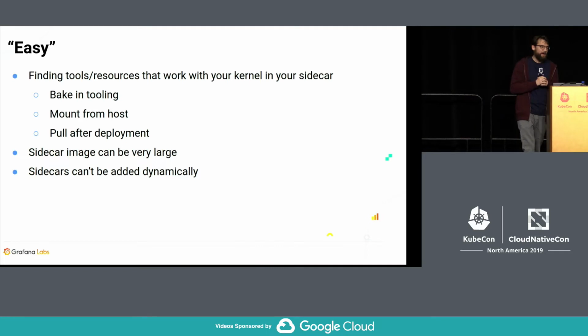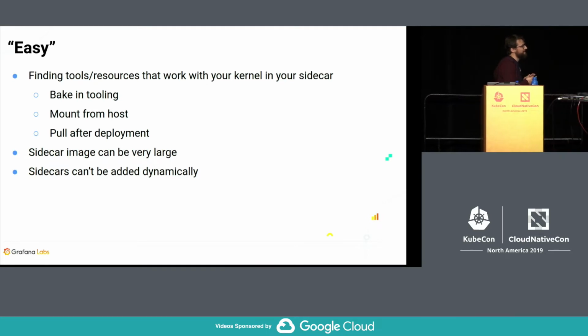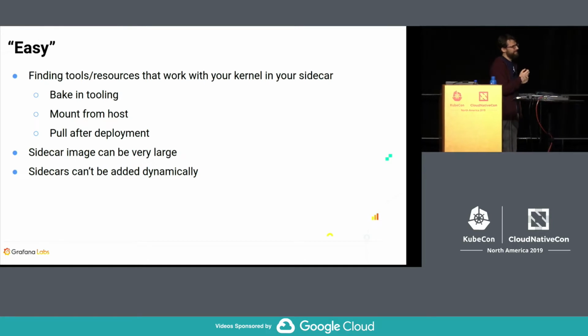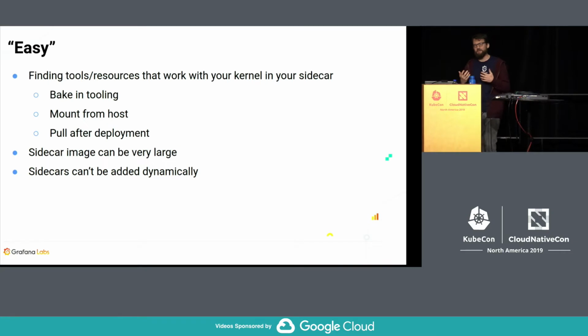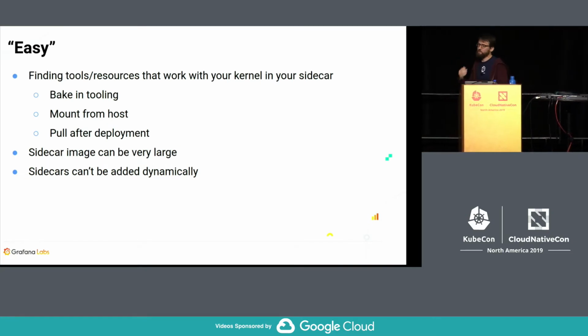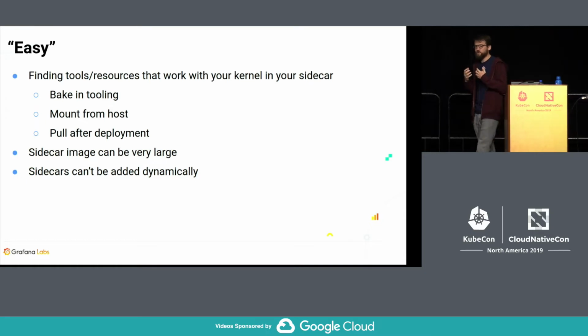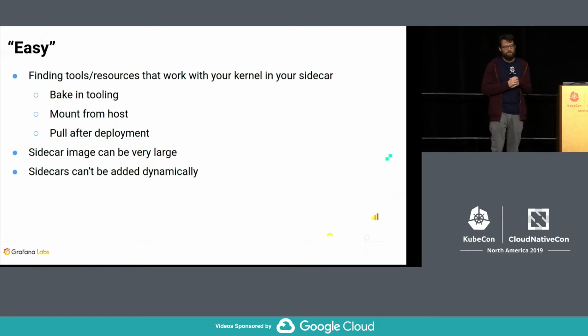Other things we can attempt to do, we can mount stuff from host, and we're going to do that a little bit. And that's kind of where we're going to cheat some, because by mounting resources from the host, we kind of blur the line between using host access or not. And finally, another option is pulling this after deployment. You deploy this and you try to pull in the tools once you're on the actual machine and the kernel version is known at that point.